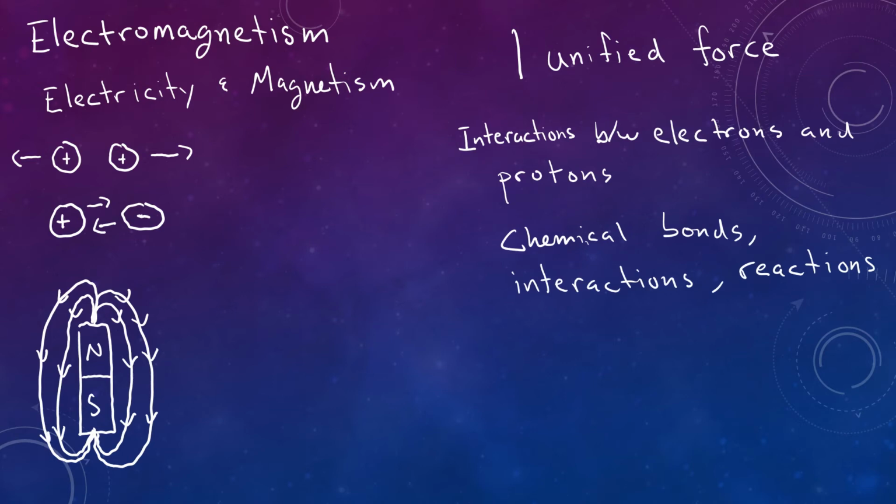And these forces help us understand chemical bonds, interactions, reactions, physiology. Everything that happens in the human body is a function of electromagnetism: hormone binding, electrical impulse signals, membrane potentials. Everything that occurs in our body is derived from electromagnetism. So understanding electromagnetism is very useful, and of course it helps us understand magnets, which are super fun.